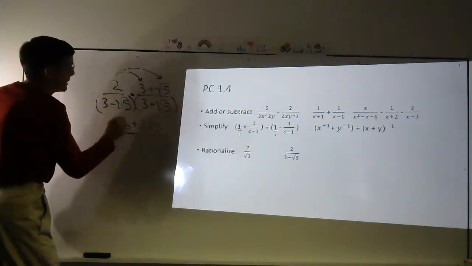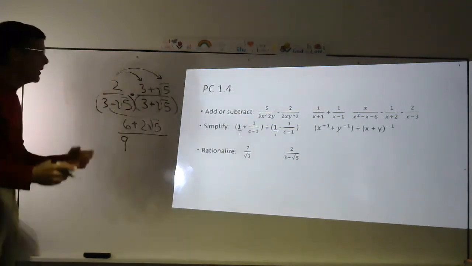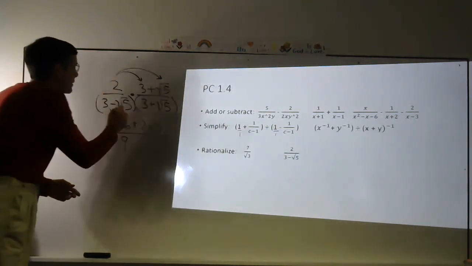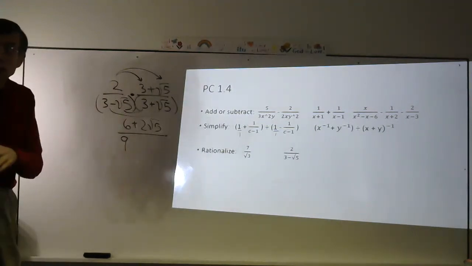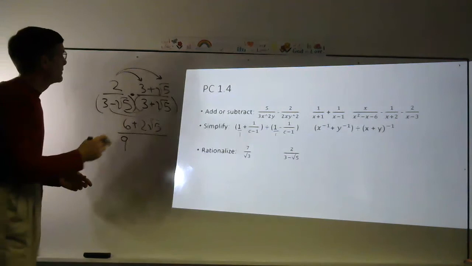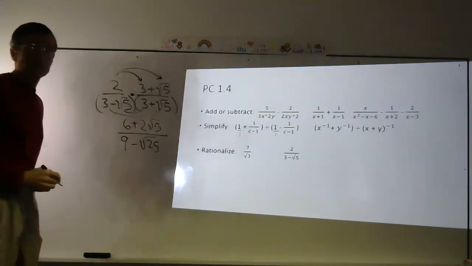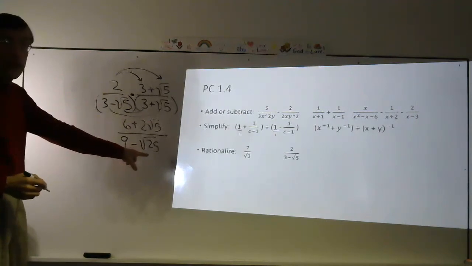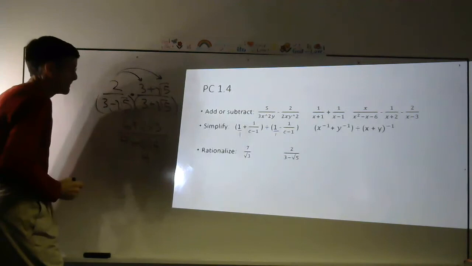3 times 3 is 9. Your outers are 3 root 5. Your inners are negative 3 root 5. Don't they go away? 3 root 5 and negative 3 root 5. I'm left with minus root 25, which is 5. 9 minus 5 is 4.